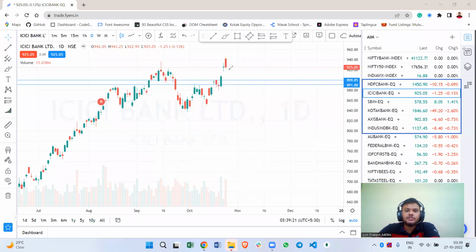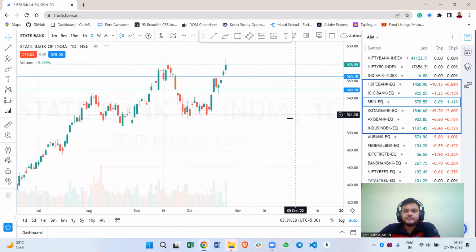You can continue selling if it opens flat, or if it opens gap down and it closes below 920, then we're going to take trade for selling, and our target will be 910 to 908. For the buying scenario, it needs to close above 940 for any confirmation.